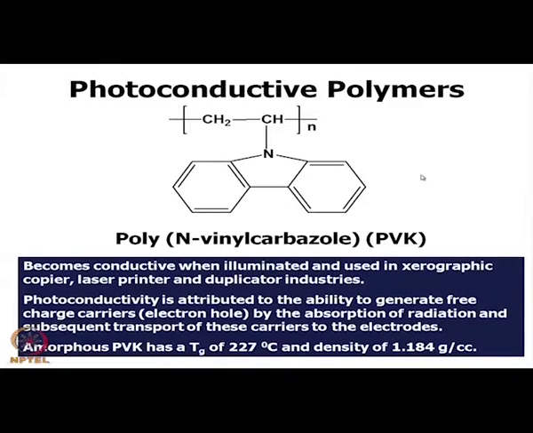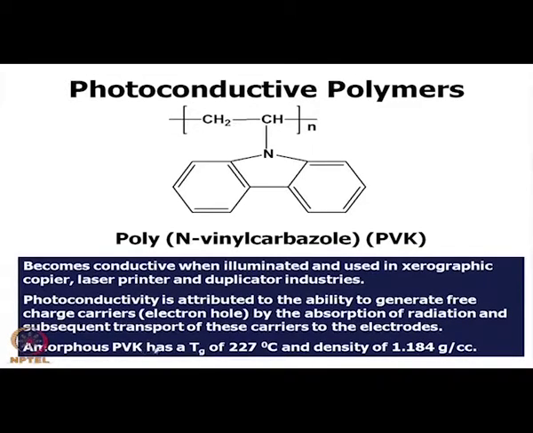Photoconductive polymer, this poly-N-vinyl carbazole, becomes conductive when illuminated and is used in xerography. When it is exposed to light, it becomes electrically conducting, and that is used in xerographic copier, laser printer and duplicator industries. This photoconductivity is attributed to the ability to generate mobile charge carriers or electron holes by the absorption of electromagnetic radiation, and subsequent transport of these carriers to the electrodes.